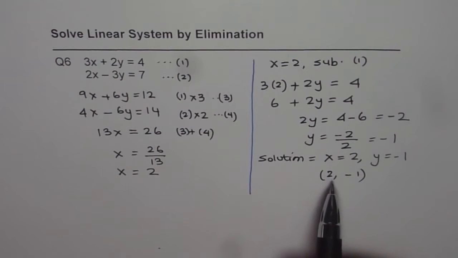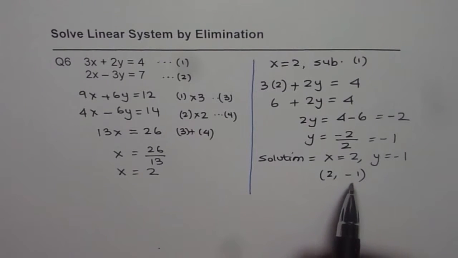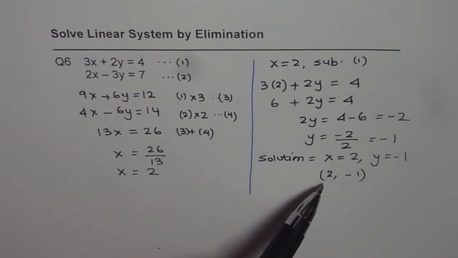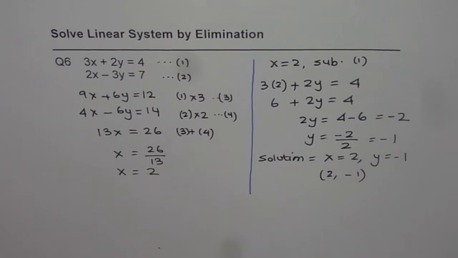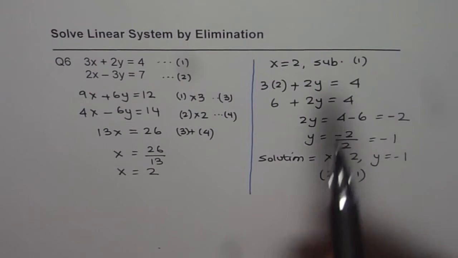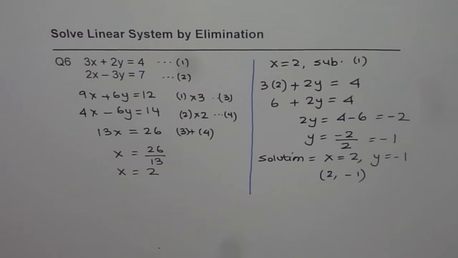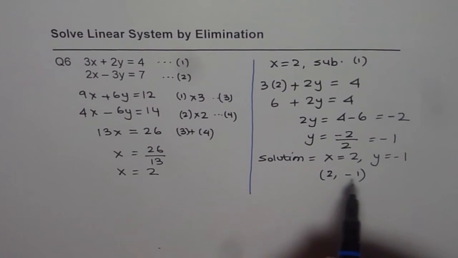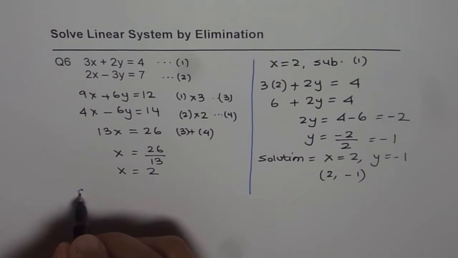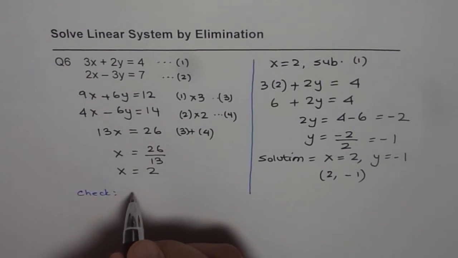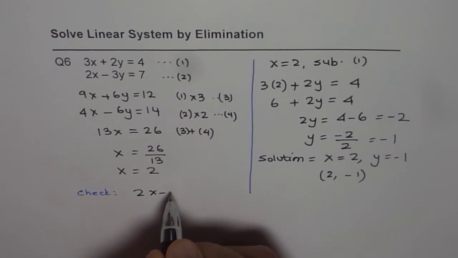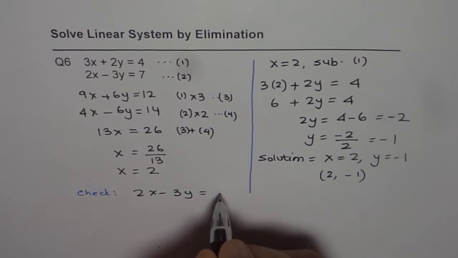You can always check whether the solution is right or wrong by substituting 2 for x and minus 1 for y in the original equation, right? We got this from equation 1. To check, it is better idea to substitute 2 and minus 1 in equation 2, right? Let's check it. It is not a part of this solution, but it is always a good practice. So we'll check from equation 2 whether the solution is right or wrong.